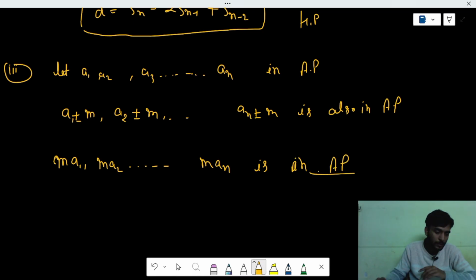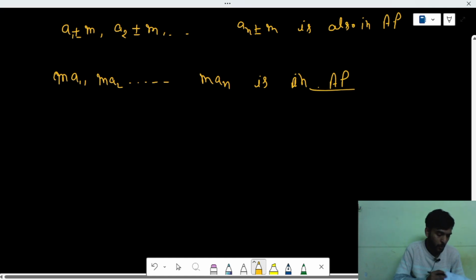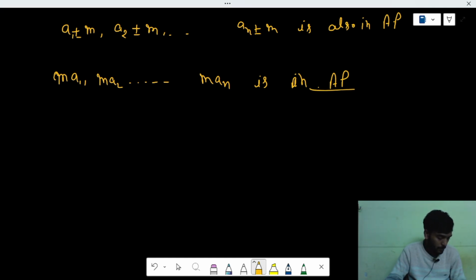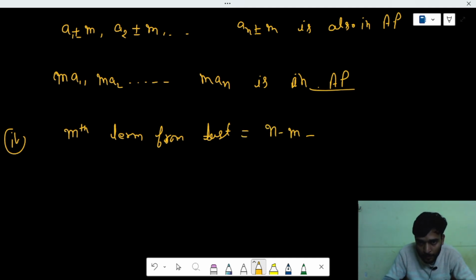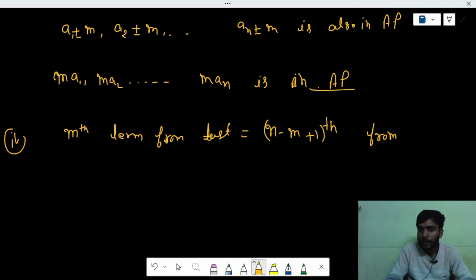Now I am discussing property number 4. The mth term from last is equal to the (n minus m plus 1)th term from first. Both are equal.